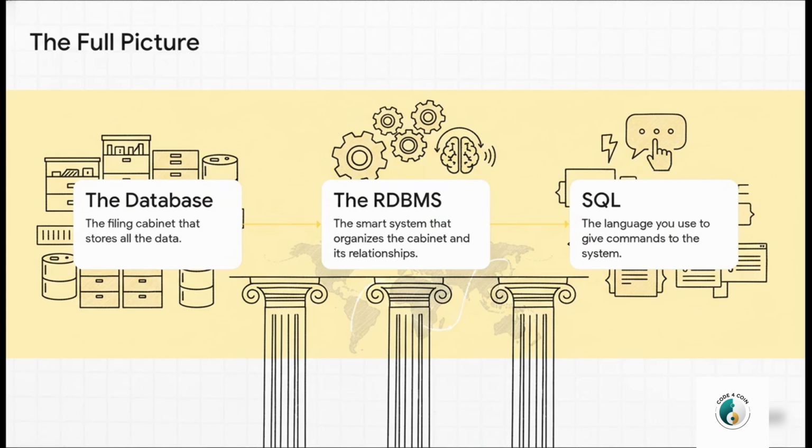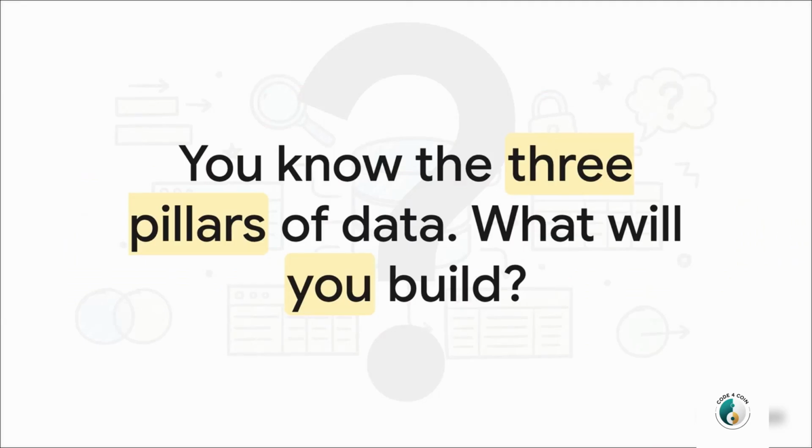1. The database. That's our filing cabinet, the container. 2. The RDBMS. That's the intelligent system that organizes the whole cabinet and understands all the relationships. And 3. SQL. That's the simple language we use to give that system commands. These 3 pillars work together to literally power our digital world. And there you have it.